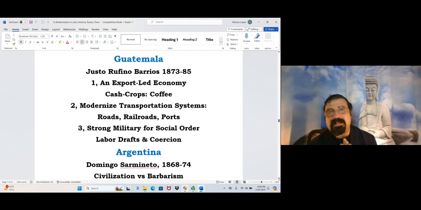In the case of Guatemala, they started with coffee. Later on in the early 20th century, they're going to be moving towards fruits as well, like bananas, for example, and so on. Tropical fruits. So again, they start with coffee. It's a major, major cash crop that is valuable in the global market, in the global economy.